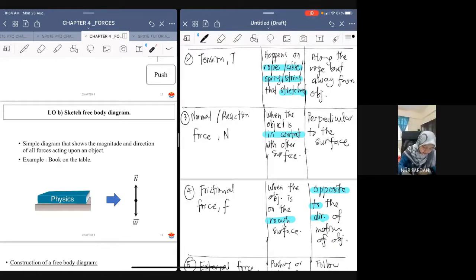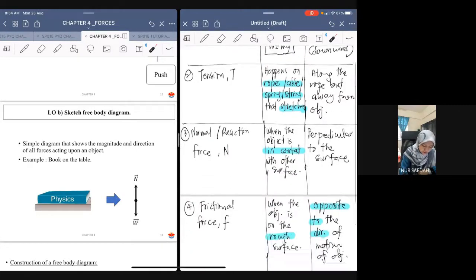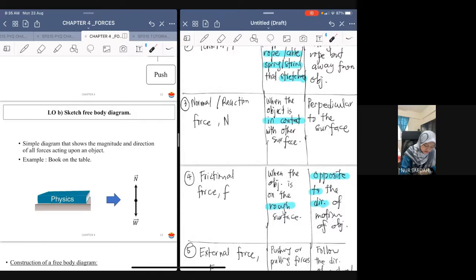Kita ada yang lain tak ada formula. Madam kata kita ada weight ada formula. Yang lain tension tak ada formula, normal reaction tak ada, frictional force ada formula. Kita akan belajar lagi this formula F equal mu N. By the way, sekolah menengah pun dah ada kan? Frictional force equal mu N.